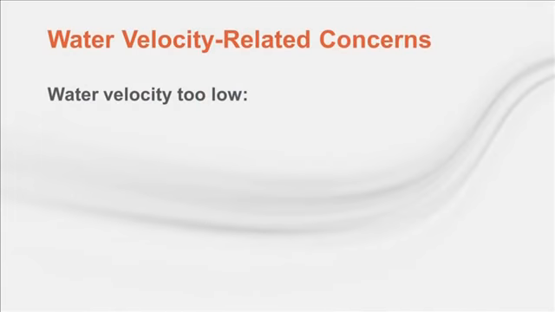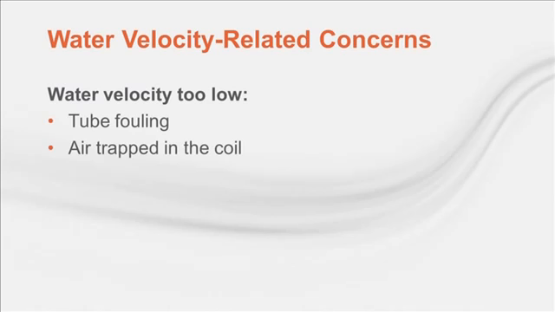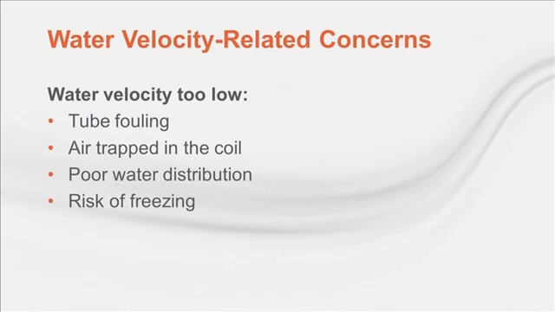Consequences of too low of water velocity include tube fouling from sediment scaling or microbial growth, air trapped inside the tubes which causes a loss of capacity, noise, or vibration, poor distribution of water in the coil resulting in non-uniform coil face temperatures, and a higher risk for water freezing inside the tubes.